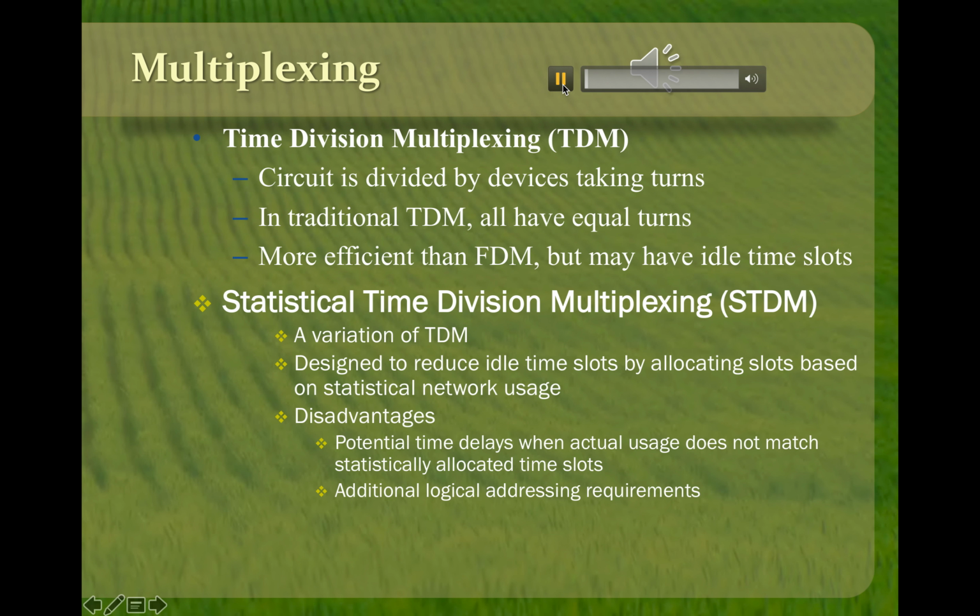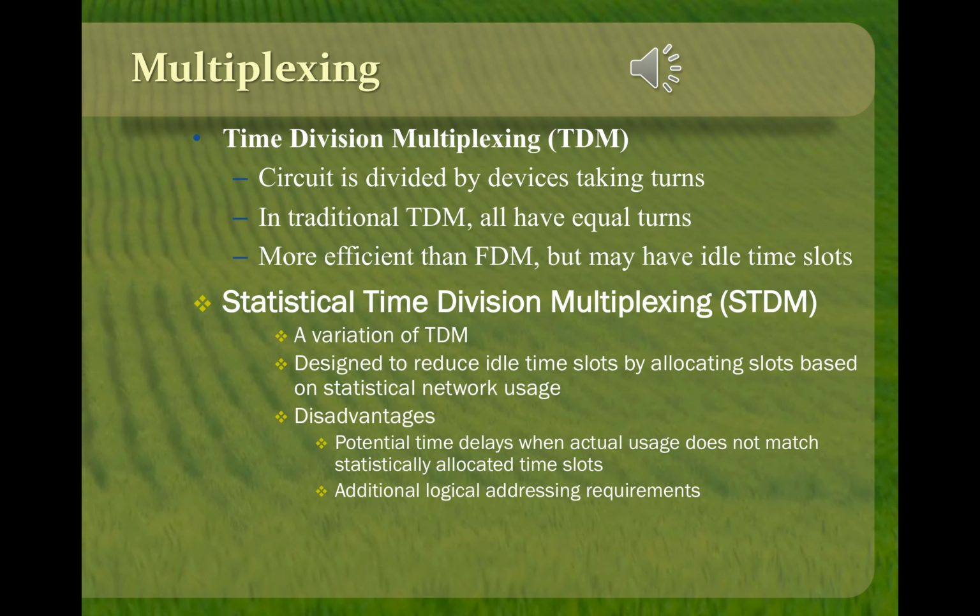Now we'll discuss time division multiplexing, or TDM. You can look at this as not a vertical, but a horizontal method of transmission, where circuits are divided by taking their turn. In other words, one packet of information will be sent for one machine, one packet will be sent for another. So in traditional TDM, all have equal turns, meaning it's really a round robin sharing, and it's more efficient than FDM, but there'll be a lot of idle spots in there where time can be wasted. So in a busy environment, time division can be very helpful and useful.